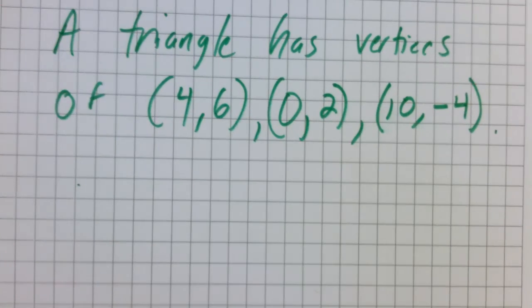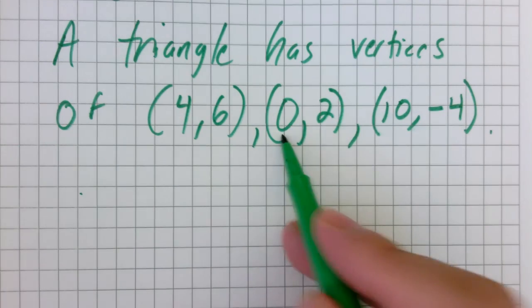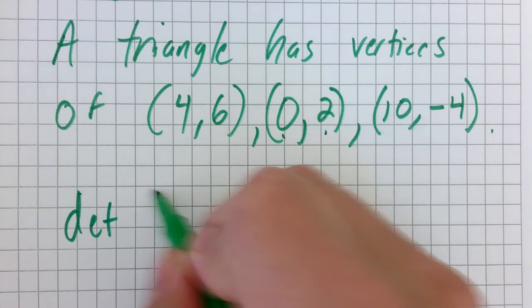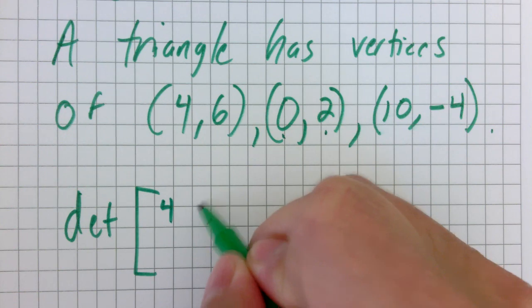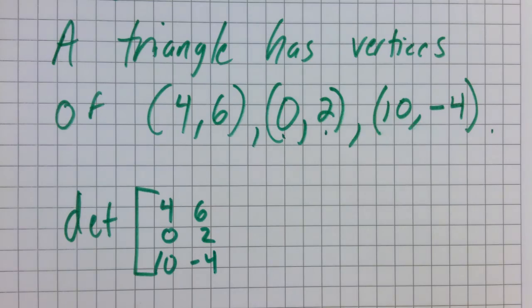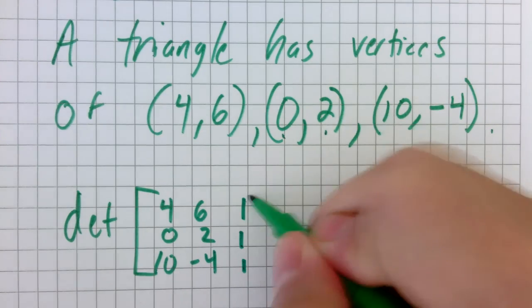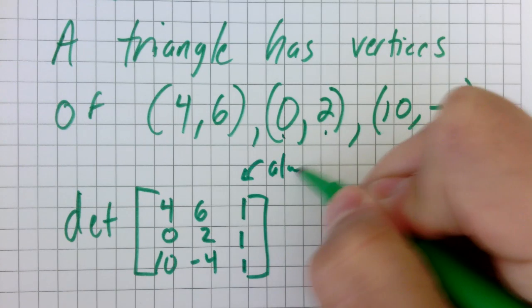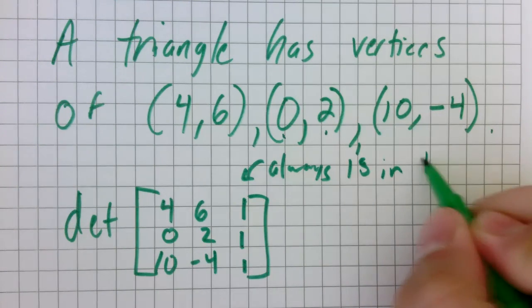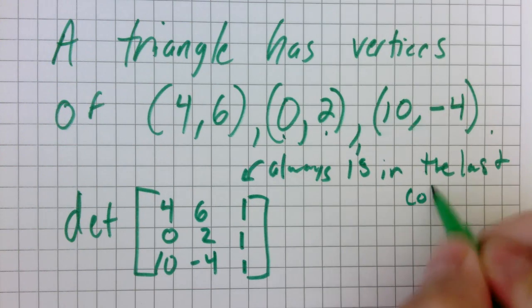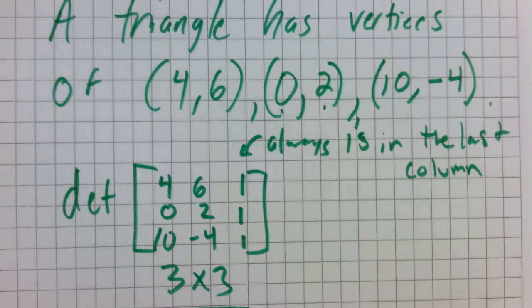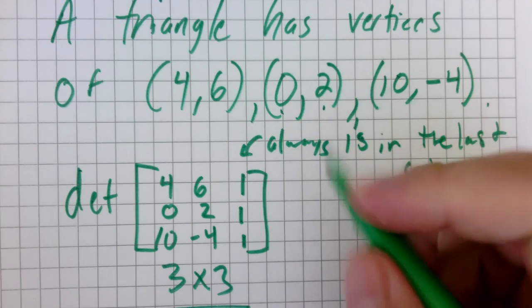The triangle has vertices of 4, 6, 0, 2, and then 10, -4. The first thing we got to find is the determinant of the matrix of 4, 6, 0, 2, 10, -4. It has to be a square matrix. That's why we put the ones in the last column. Always ones in the last column. It has to be a 3 by 3, okay, when we're finding the determinant of the vertices of this triangle.